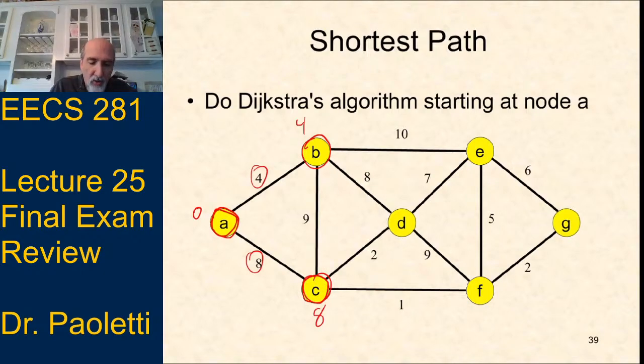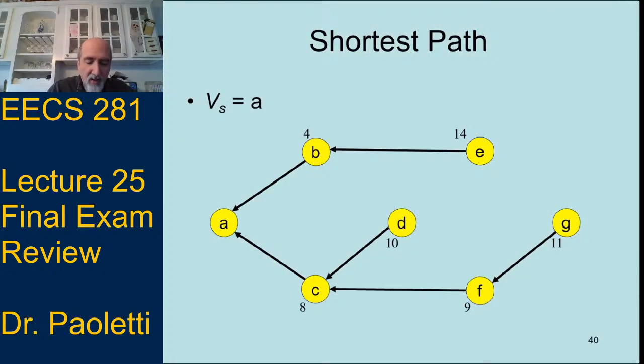And now I could go to E at 14, D at 12, D at 10, F at 9. Sounds like F is going to be next. Okay, so you can do Dijkstra's without a table. You just got to be really careful. So we end up with that graph.